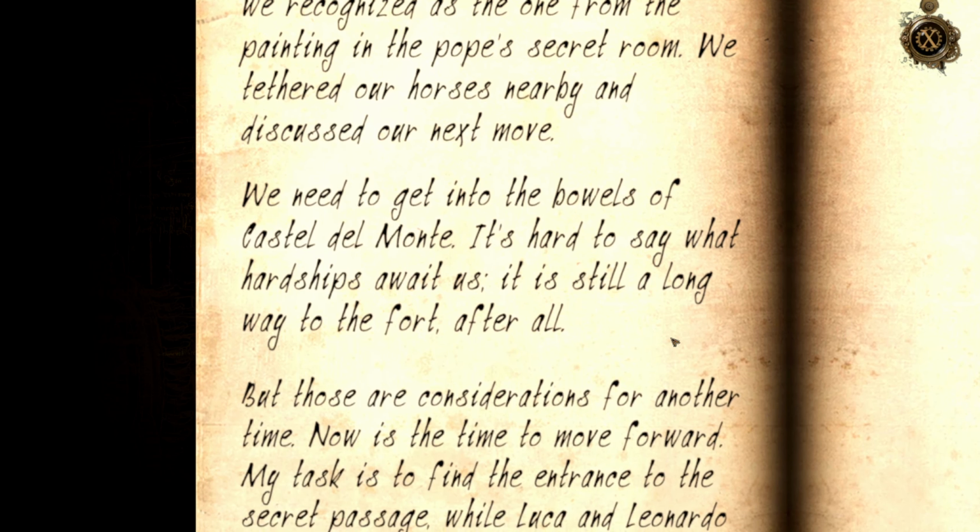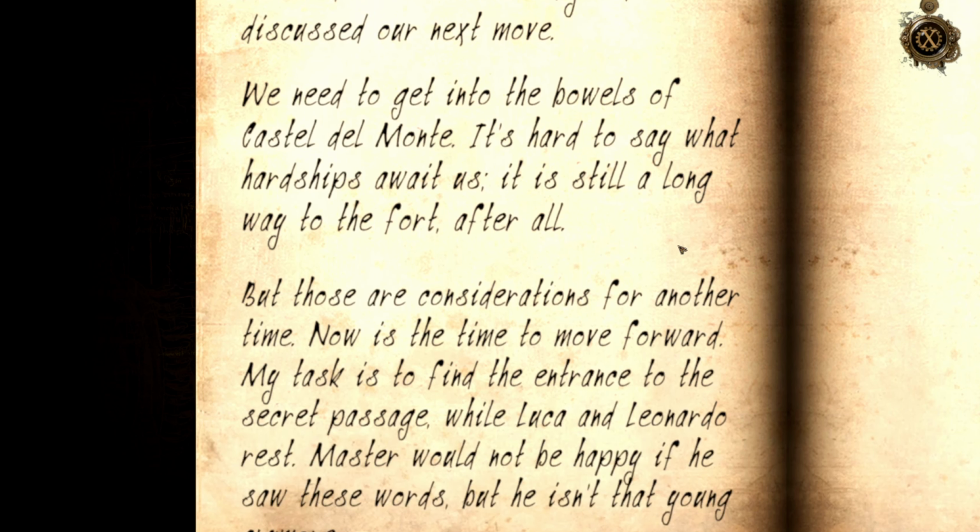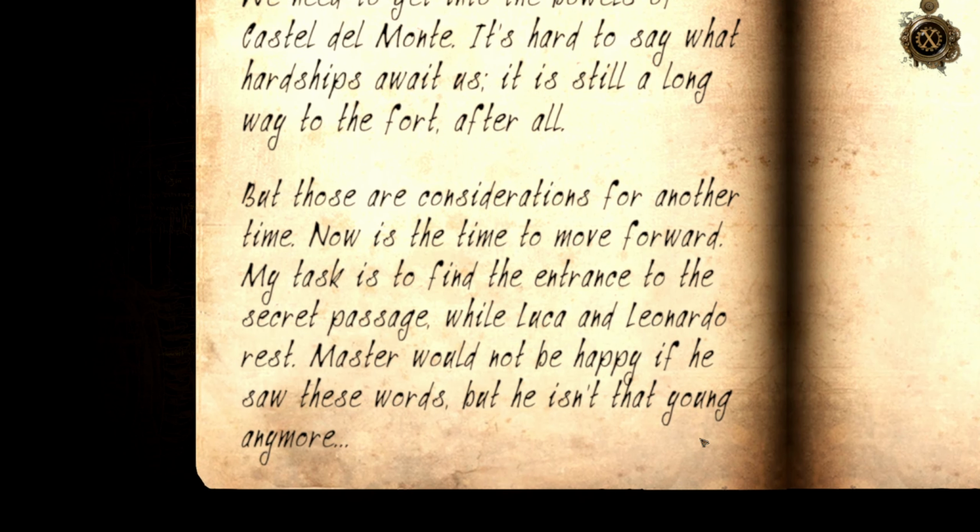We need to get into the bowels of Castle Del Monte. It's hard to say what hardships await us. It's still a long way to the fort, after all. But those are considerations for another time. Now's the time to move forward.